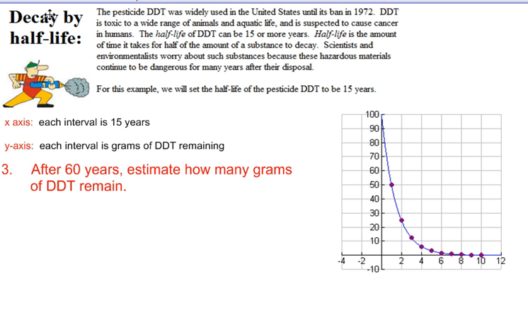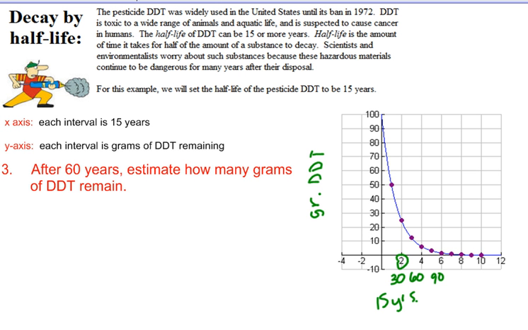So if you look at this graph here, you're given your x and y axis, what they represent. So the x-axis is each interval in 15 years. So when you look at this 2 right here, this is really 30 years, and then 60, 90, because each one would be 15 years. And then, so that's the number of years. So each interval is 15 years. And then the side here, this is the grams of DDT remaining. So you're given that. It says after 60 years, estimate how many grams of DDT remain.